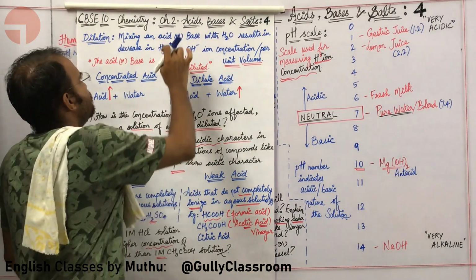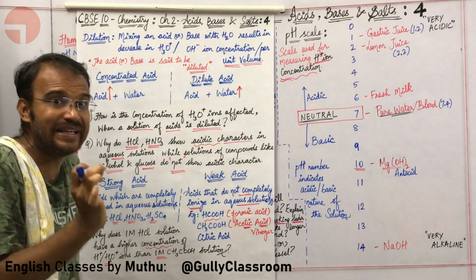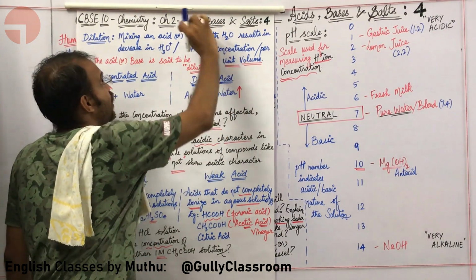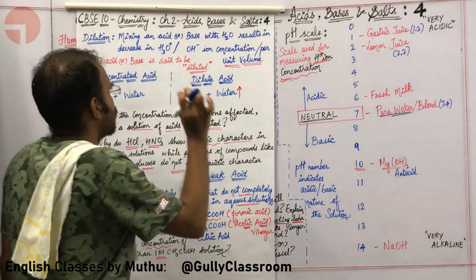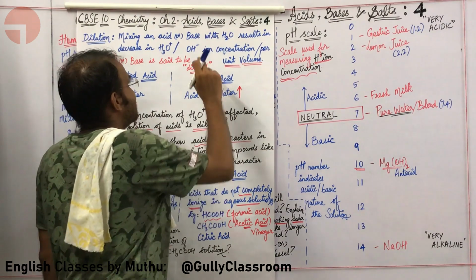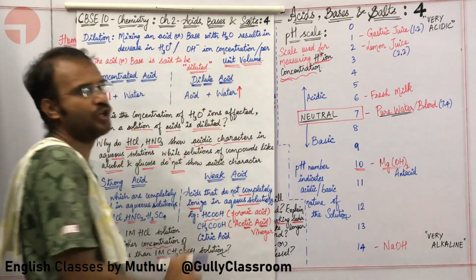So, you are going to mix water with acid. Hence, there will be a decrease in the amount of H3O+ ions in unit volume of the acid. You are going to mix water with base. Hence, there will be a decrease in the concentration of OH- ions per unit volume.